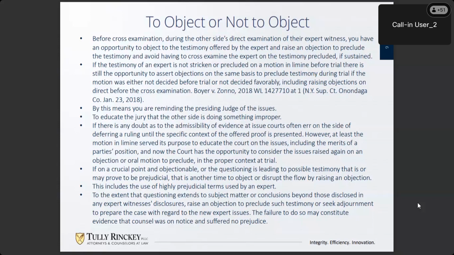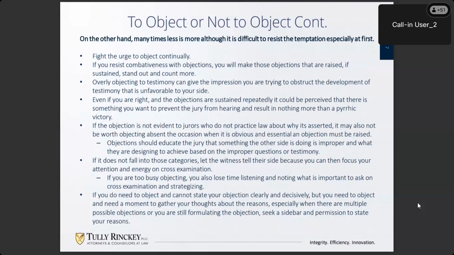On the other hand, though, I think that less is more with objections when it comes time to the direct examination by the other side of their expert or factual witness. It's easy to fall into the trap of objecting continually, I think especially at the start of the trial. I think after a while you learn what the judge responds to, and you're better able to resist the temptation to overdo it.